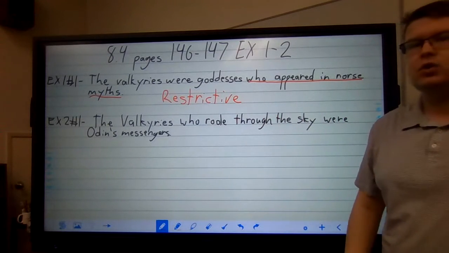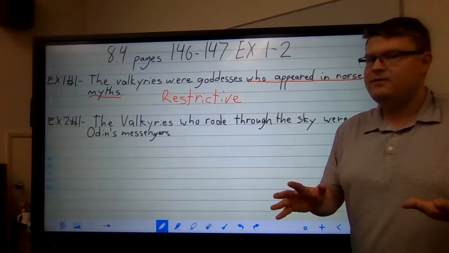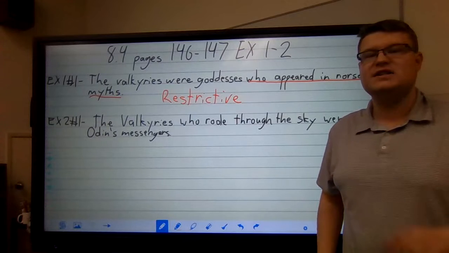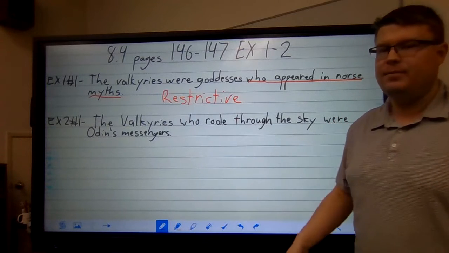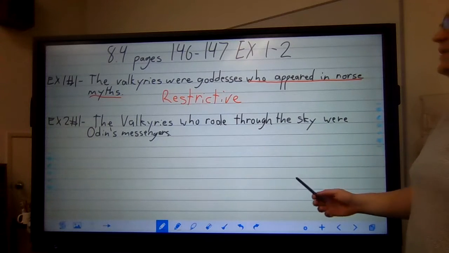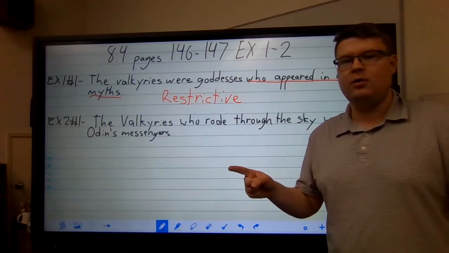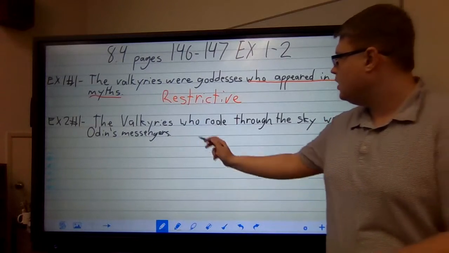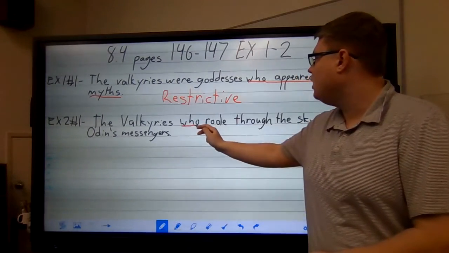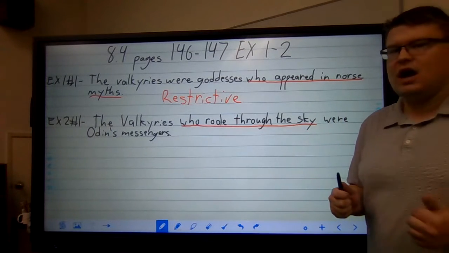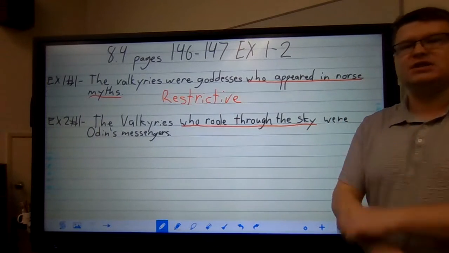For exercise 2, there's a few more steps that we need to do. First, you will write the clause just like you did in exercise 1. The Valkyries who rode through the sky were Odin's messengers. Do we see a relative pronoun or a subordinate conjunction? See the relative pronoun who. Who rode through the sky? There's our clause. You will write that first on your sheet.